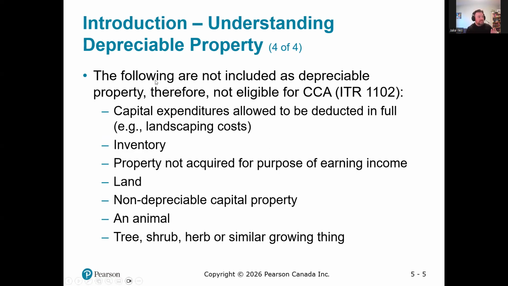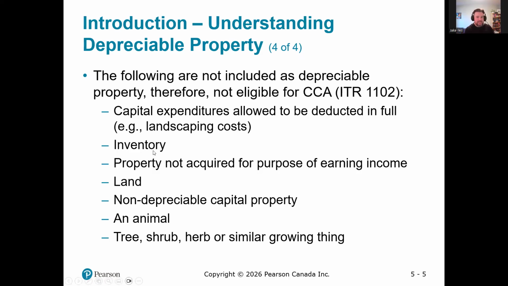So, as well as land, the following are also not included as depreciable property. Capital expenditures allowed to be deducted in full. From an accounting standpoint, if we have some particular landscaping costs, we might capitalize them. But from a tax perspective, landscaping specifically is outlined as a type of purchase that you would expense fully. Even if you consider that it might be a depreciable property, we're just going to expense it.